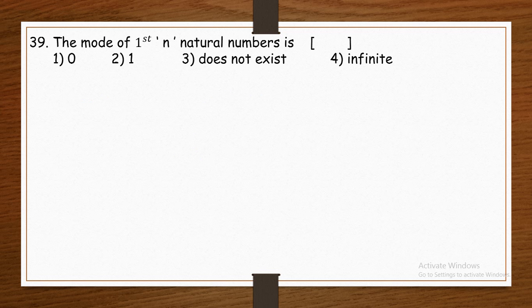The mode of first n natural numbers. So n natural numbers means 1, 2, 3, 4, 5, 6 and so on to n. See, what is meant by mode? Mode means frequently repeated data. So here in the first n natural numbers, is there any number which is being repeated? All the numbers are distinct, right? So there won't be any mode for this particular data. Hence the mode of the first n natural numbers does not exist.